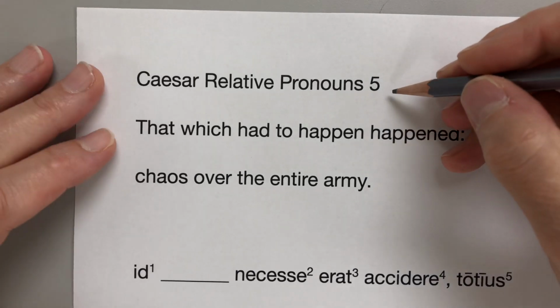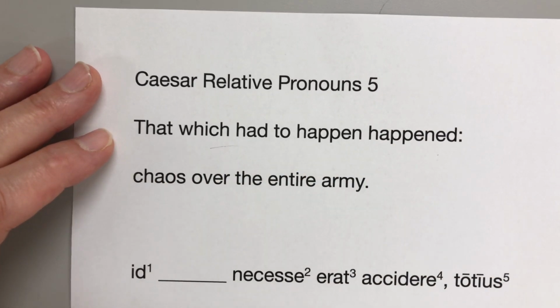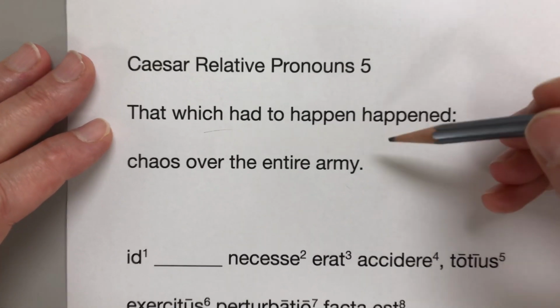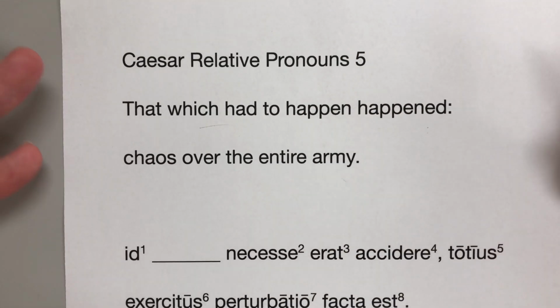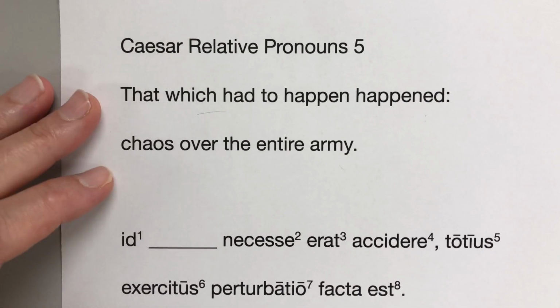This is Caesar, relative pronouns 5. That which had to happen happened. Chaos over the entire army. Now this one I had to change the translation to really make it make sense in English, but we'll see how this ties together in Latin.